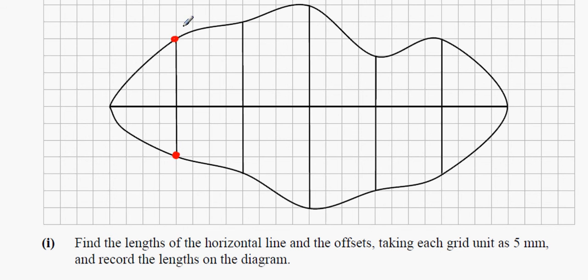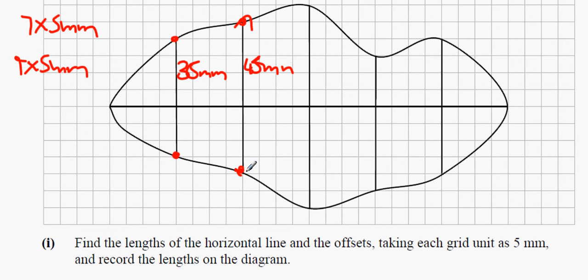This is seven blocks. 7 multiplied by 5 millimeters, 35 millimeters. Okay, the next one is 1, 2, 3, 4. It's 9 by 5 millimeters. It's going to get you 45 millimeters. This from top to bottom. The next one after that is going to be 1, 2, 3, 4, 5, 6, 7, 8, 9, 10, 11, 12. So 12 by 5 millimeters is going to get you 60 millimeters.